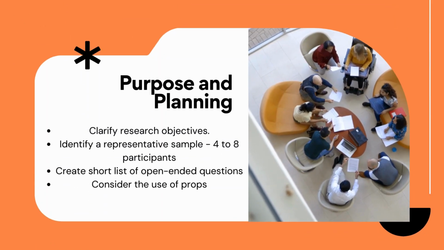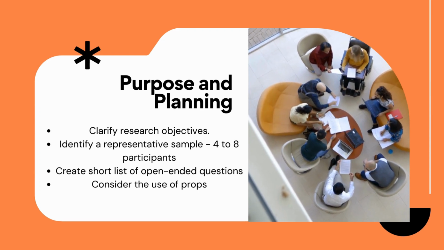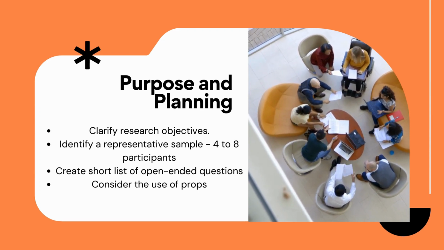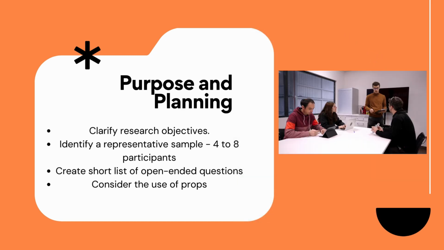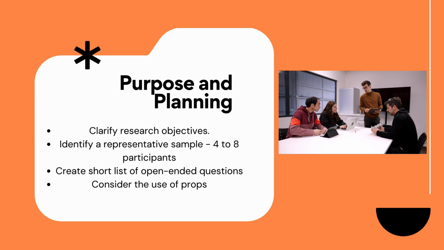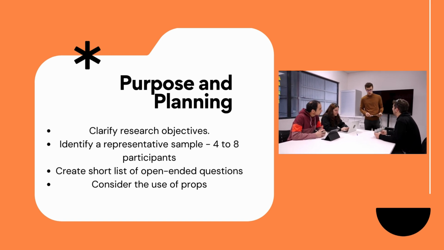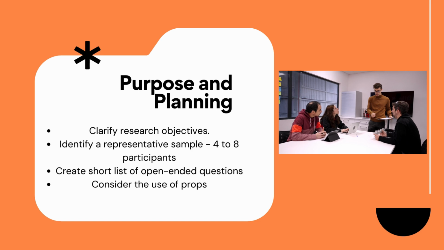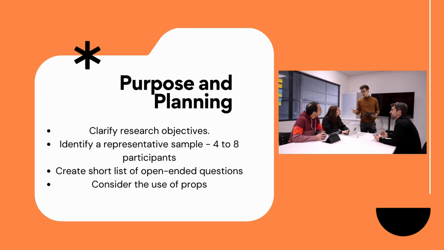So, what's the first step in making a focus group? Well, first and foremost, you need to understand, why am I doing a focus group? Is a survey better, for example, or is an interview better? Once we've done that, we need to identify a representative sample, so I say between 4 to 8 or 6 to 10 participants. Then we need a list of short, open ended questions, because in a focus group we have that one question and it's up to the participants to talk to each other to generate that information.